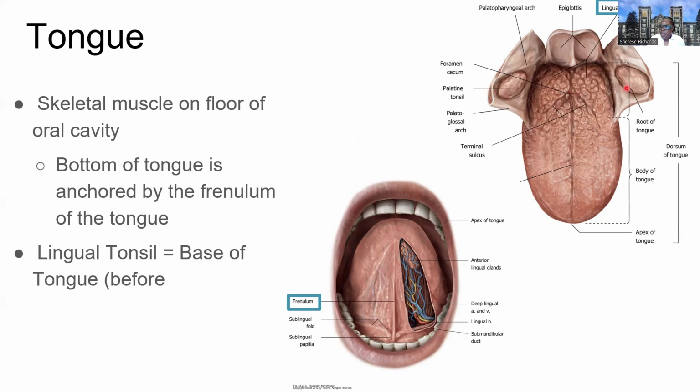So we have the palatine tonsils on the lateral aspects of the oral cavity, the lingual tonsils at the base of the tongue, and then the pharyngeal and tubal tonsils are going to be at the top of the pharynx.